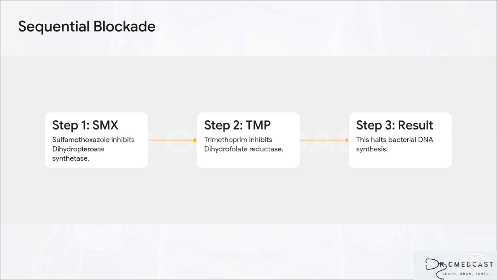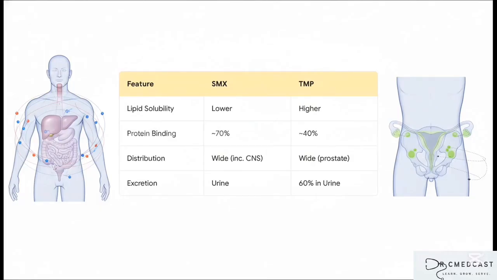It's brilliant, really. When we look at the pharmacokinetics, you'll see the two components behave pretty differently in the body. Trimethoprim is more lipid-soluble. What does that mean for us? It means it can distribute more widely, and, this is really important, it concentrates in acidic tissues like the prostate and vaginal fluids. This makes it super effective for infections in those specific areas. Sulfamethoxazole, on the other hand, has higher protein binding and gets metabolized in the liver before it's excreted.